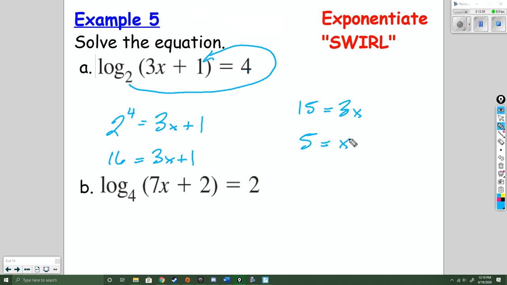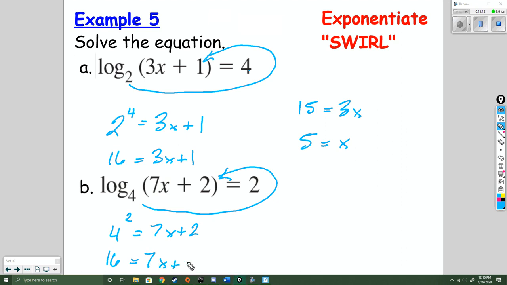If we take a look at part B, let's swirl it again. Swirl it. 4 to the 2nd power equals 7x plus 2. 4 squared, 16. So we get 16 equals 7x plus 2. Subtract 2 on both sides. We have 14 equals 7x. And divide by 7. And we get x equals 2.